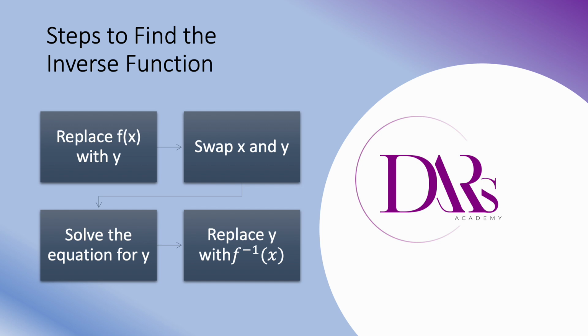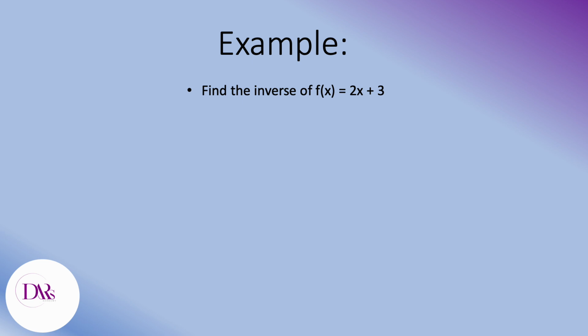Now, here are the steps to find the inverse function. First, replace f of x with y. Then, swap x and y. After that, we will solve the equation for y, and then replace y with f to the negative 1 of x. Now let's look at an example using these steps.